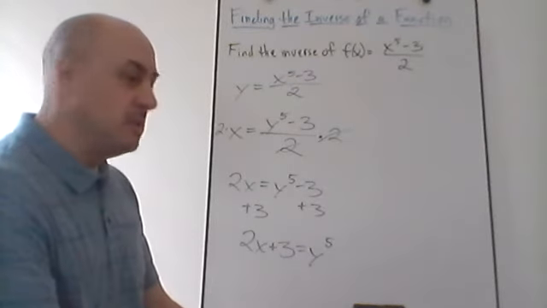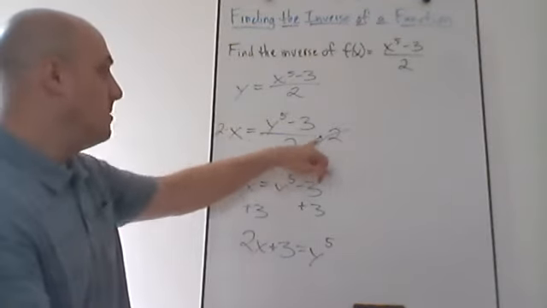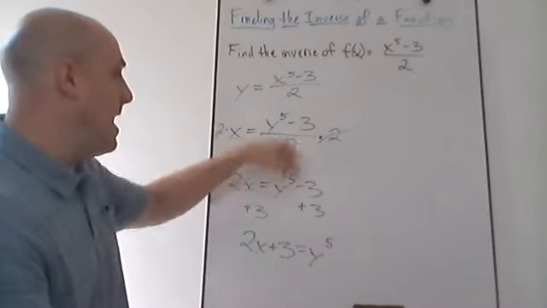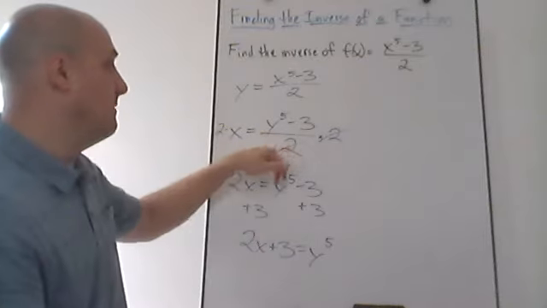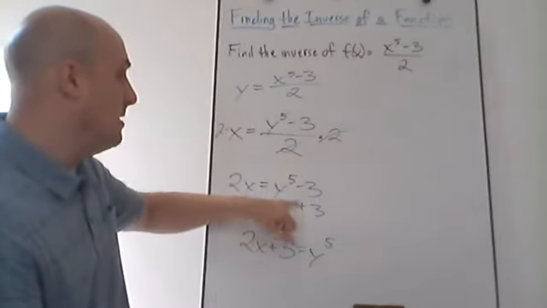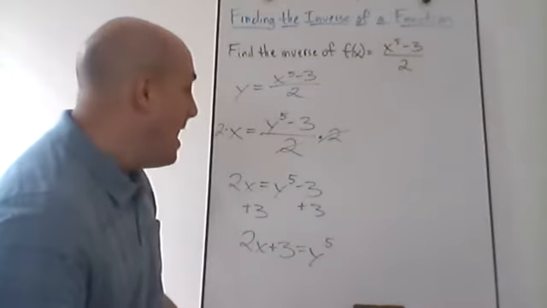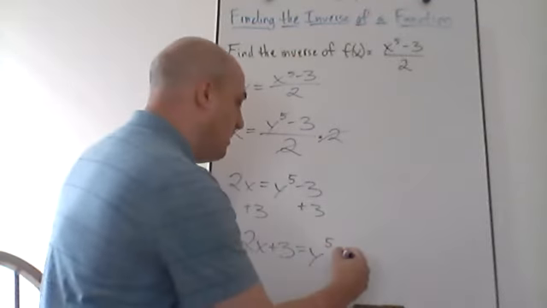All right, so I got 2x plus 3 equals y to the fifth. So a couple steps here: multiplying the 2 to the other side, adding the 3 to the other side. Just like when you're solving an equation, you do the opposite thing. Instead of dividing by 2, you multiply. Instead of subtracting 3, you add 3. And now we almost have the y isolated.